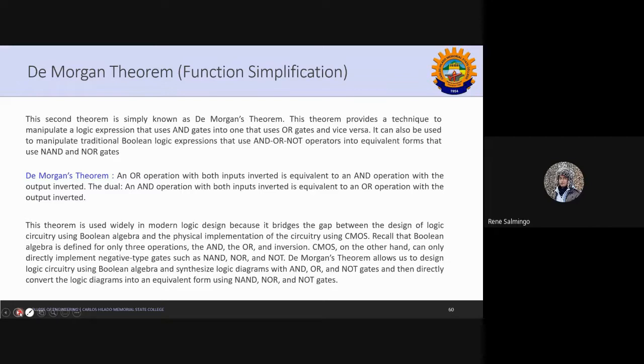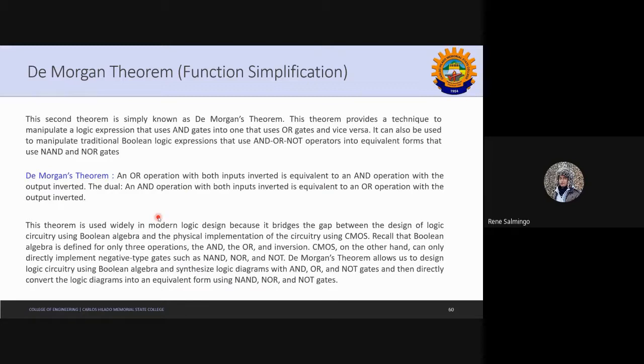An OR operation with both inputs inverted is equivalent to an AND operation with the output inverted. The duality of this is that an AND operation with both inputs inverted is equivalent to an OR operation. On the next slide, we have the De Morgan theorem that is widely used in modern logic design because it bridges the gap between the design of logic circuitry using Boolean algebra and the physical implementation of circuitry using complementary metal oxide semiconductor.